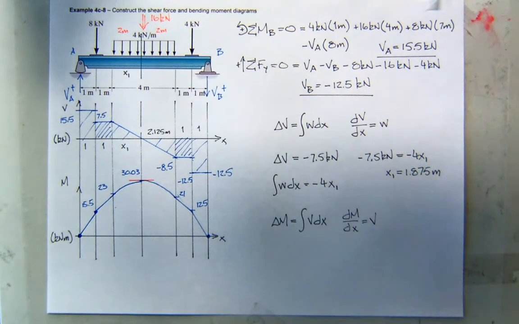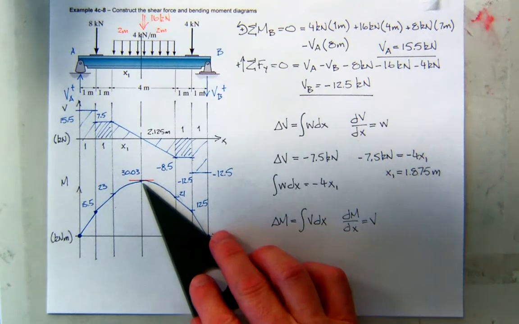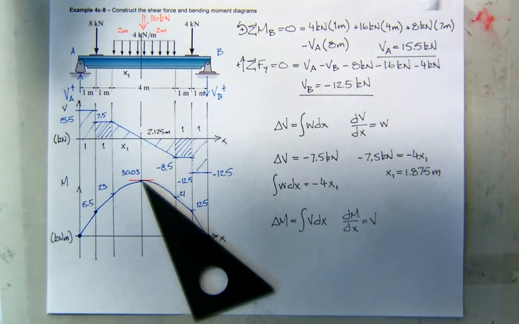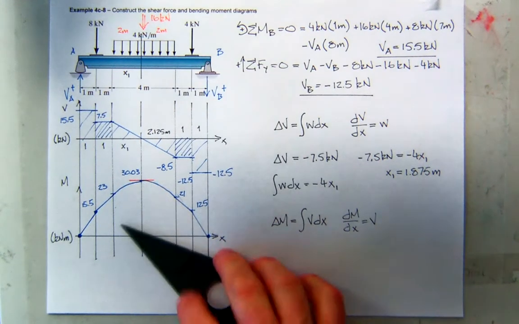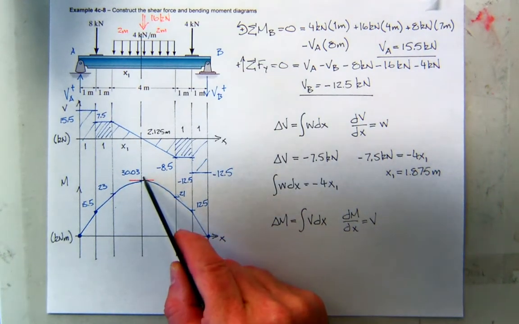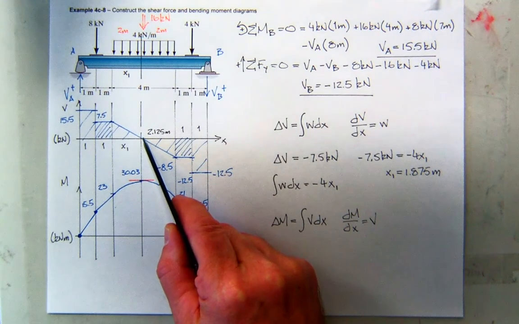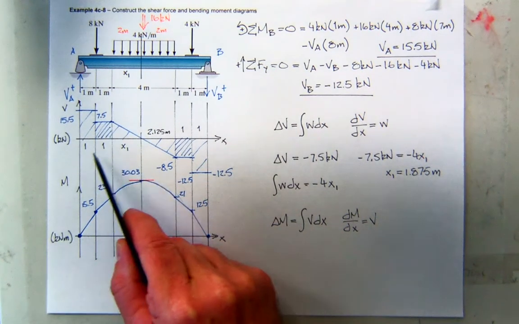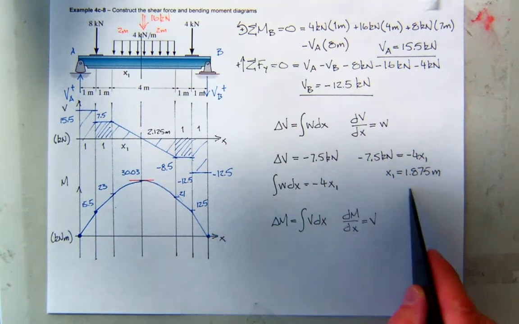And there we go. So now I can ask you lots of questions about this one. First of all, where's the maximum moment? Well, it's right there. What's its value? 30.03 kilonewton meters. Don't forget your units. And where does it occur? Well, right there. Where is right there? So add all those up: 1 plus 1 plus x1. x1 is 1.875.